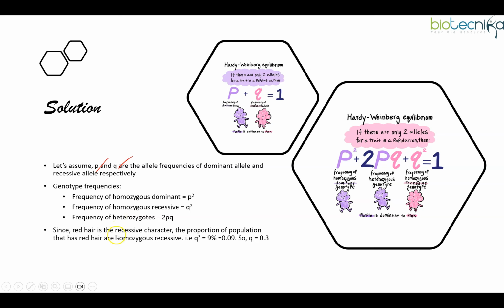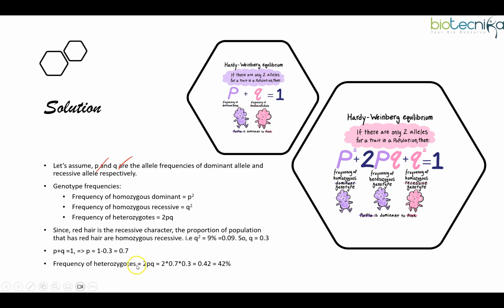Now, since red hair here is the recessive character, the proportion of the population that has red hair will be homozygous recessive, which means Q square. Q square is given as 9%, which means 0.09. Since it is a square, Q will be 0.3. Now you just put it in the equation. We know P plus Q is equal to 1. Since we have already got Q, P will be 1 minus 0.3, which is 0.7.